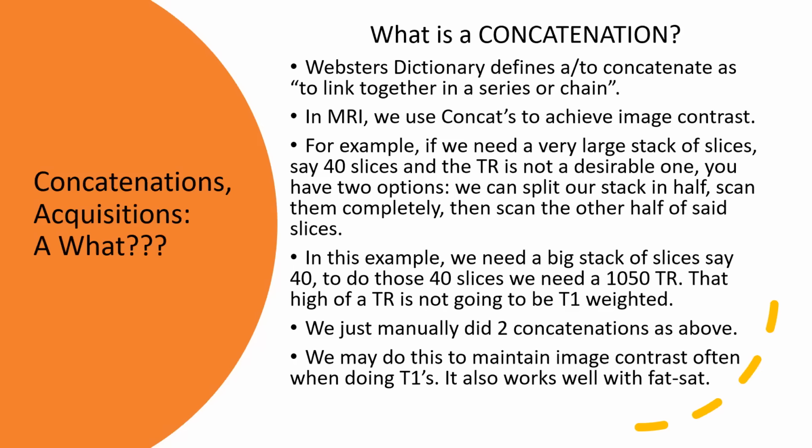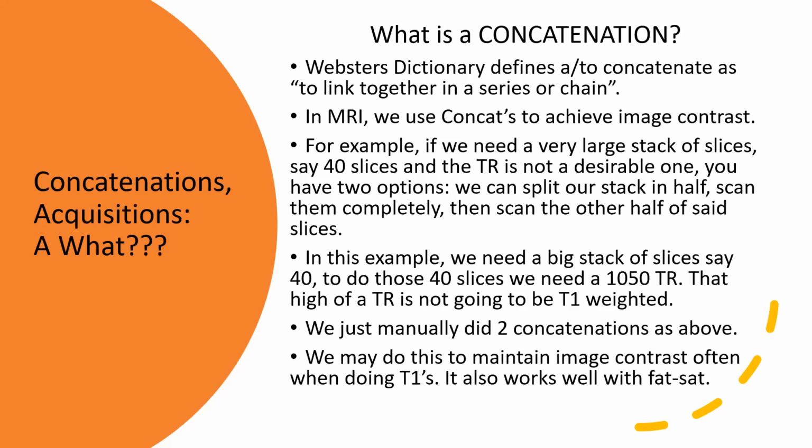That's great. But my TR is over 1,000. That's not T1. How am I going to do that? Well, you can do a couple of things. You can split up your stack and do 20 and 20, or you can tell the scanner, do 2 concatenations. So do half the slices at half that TR, and then go do the other half of the slices at the other half of the TR. So you're still getting your 40 slices. Your TR comes down to 525, and contrast is maintained.